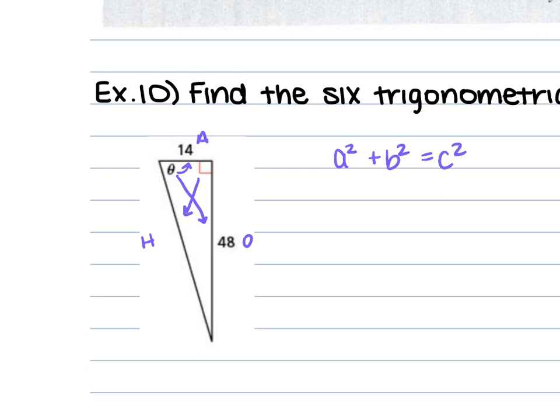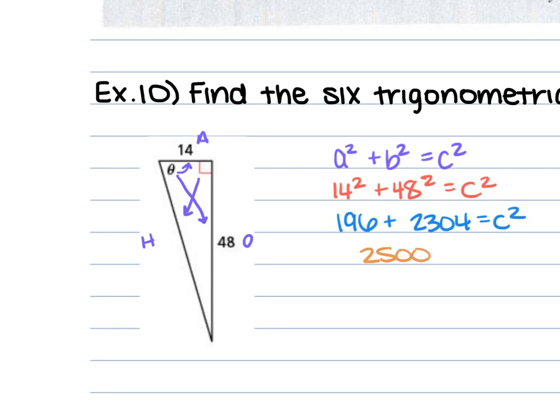We're going to have 14 squared plus 48 squared is equal to c squared. All right, so for this, the 14 squared gives us 196. The 48 squared is 2304. We add these two, and it gives us 2500 is equal to c squared. We take the square root of both sides, and we get that c is equal to 50. So this hypotenuse is 50. Now we can find the 6 trigonometric functions.